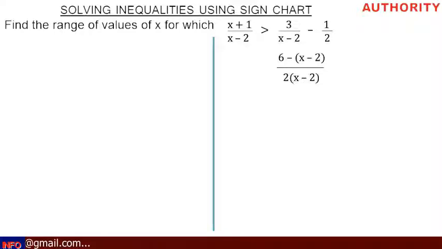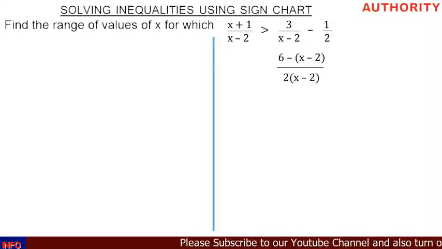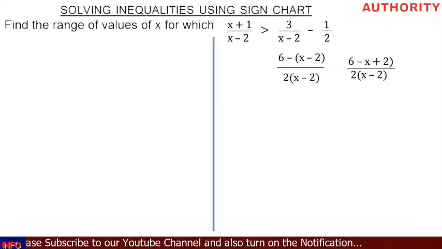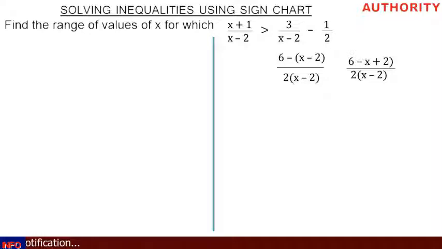Then we have minus, we open bracket. Now 2(x - 2) divided by 2: the 2 cancels 2, and we are left with (x - 2). Then (x - 2) times the numerator, which is 1, gives (x - 2). So this (x - 2) is in bracket. Now let's open this bracket. That means we have 6, minus times x gives minus x, then minus times minus 2 gives plus 2. So we have (6 - x + 2) all over 2(x - 2).